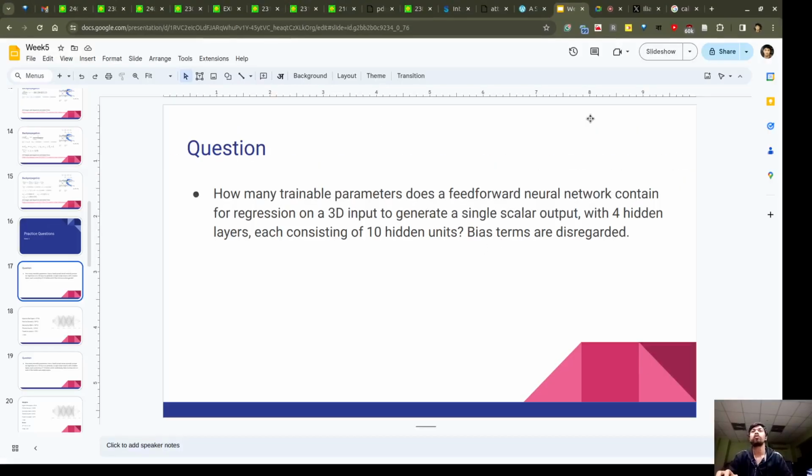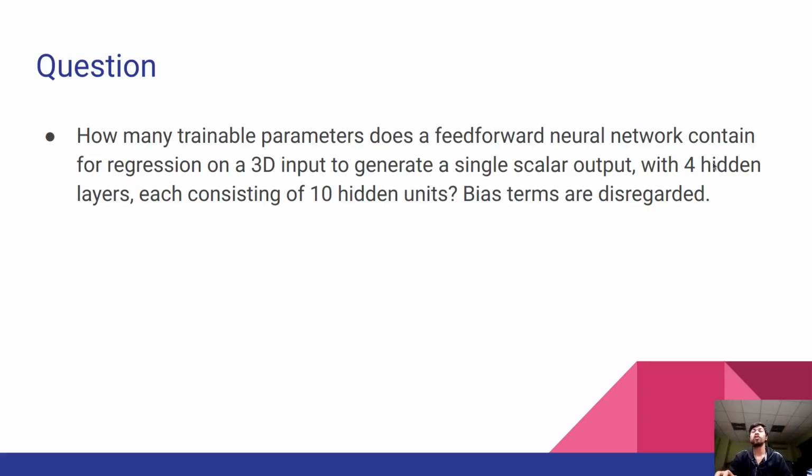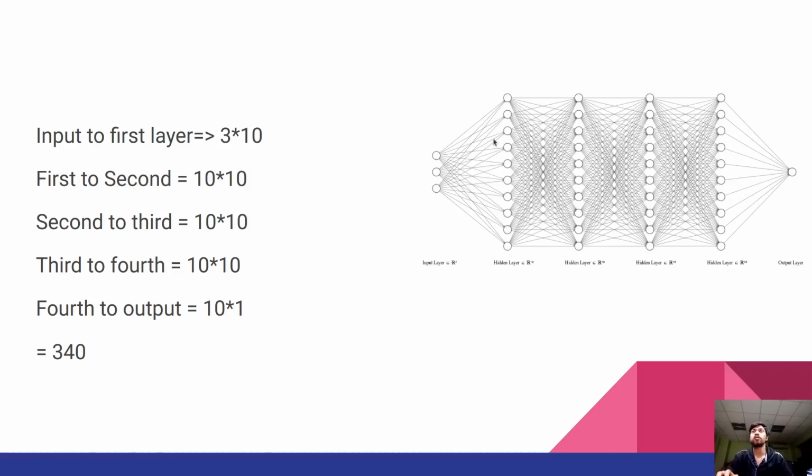Okay, let's move forward. Basically we have a 3-dimensional input and a 1-dimensional output, and we have 4 hidden layers, and each of them contains 10 nodes. So this is the basic diagram: 3 inputs, 4 hidden layers, 1, 2, 3, 4, and finally the output layer. So how many weights are there? This is the question. Let us find out.